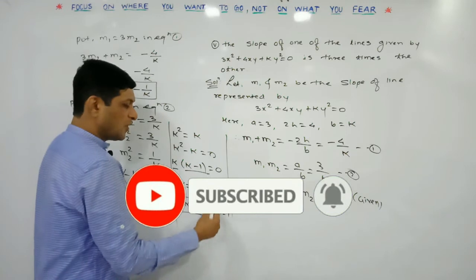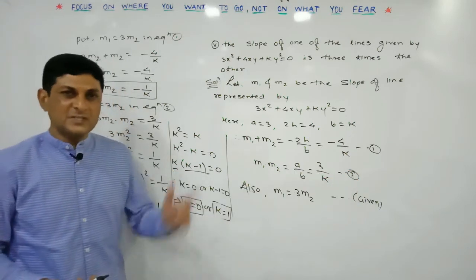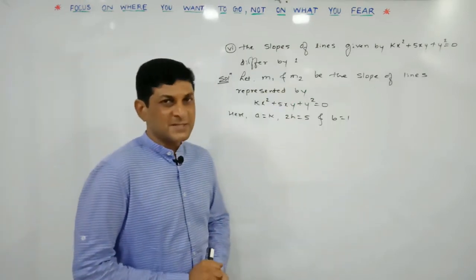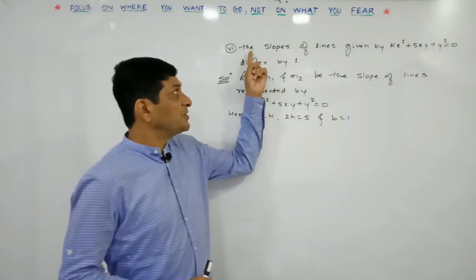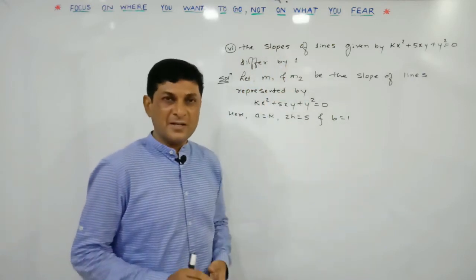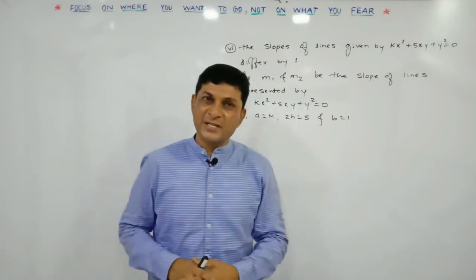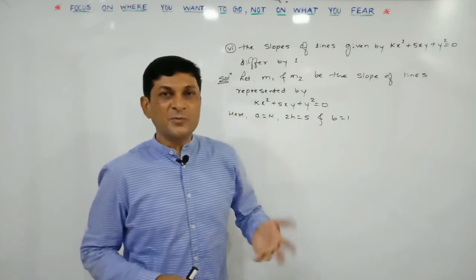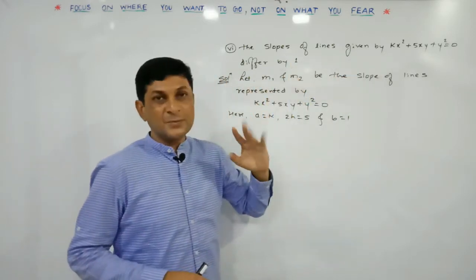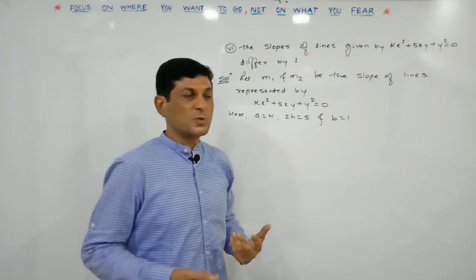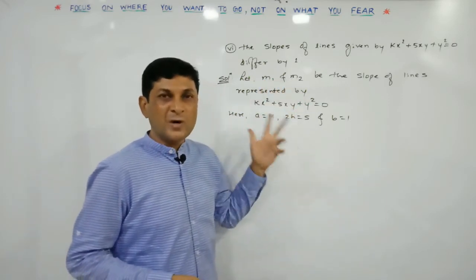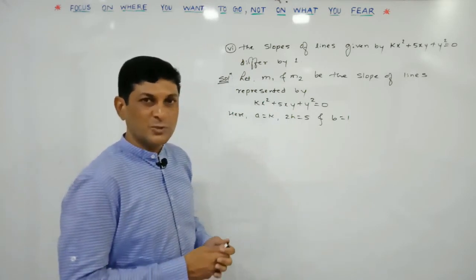This means in this way we have got two possible values of k which satisfy all the conditions in this given example. Now see example number 6. In the sixth example, the given condition is that the slopes of the lines given by this homogeneous equation differ by 1. We know that a homogeneous equation represents two lines. Since the conditions are related to slope, let us denote the slope of the first line by m1 and the second line by m2.